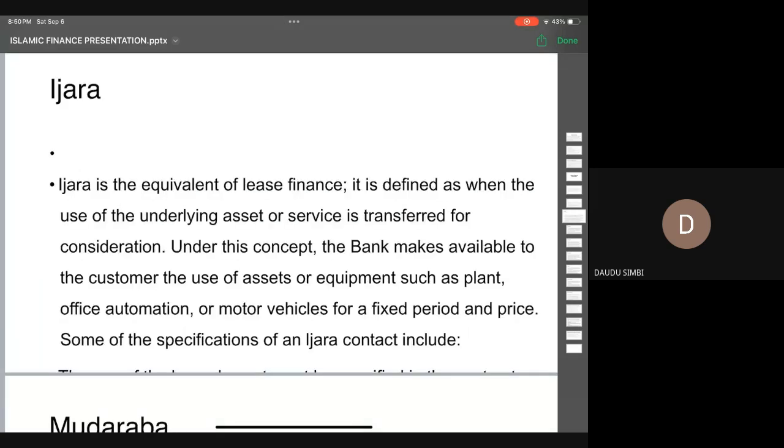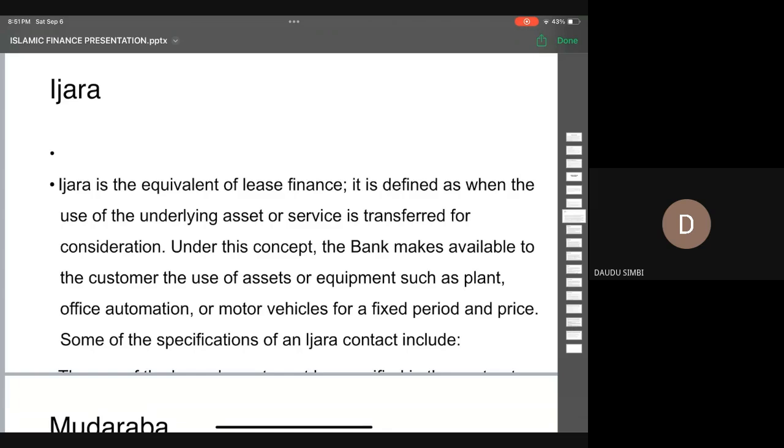Ijara. Ijara is the equivalent of lease finance. It is defined as when the use of the underlying asset or service is transferred for consideration. Under this concept, the bank makes available to the customer the use of assets or equipment such as plants, office automation, or motor vehicles for a fixed period and price.